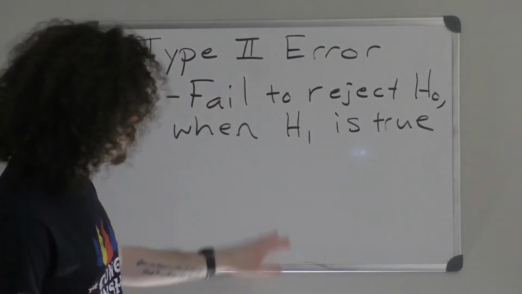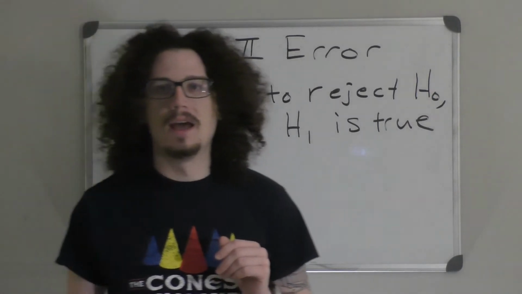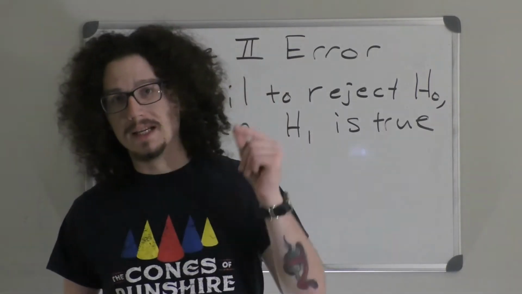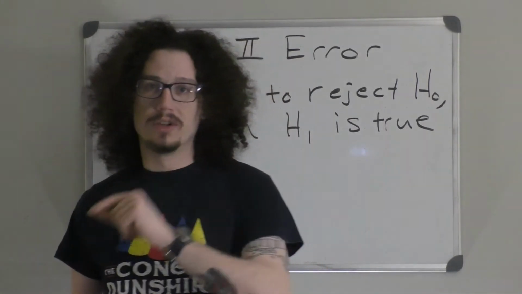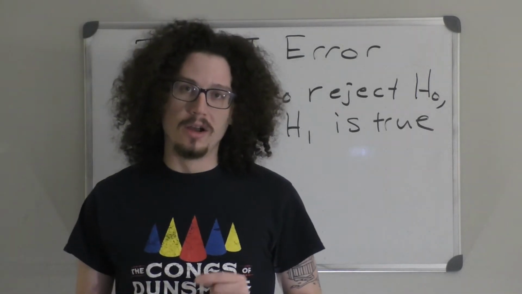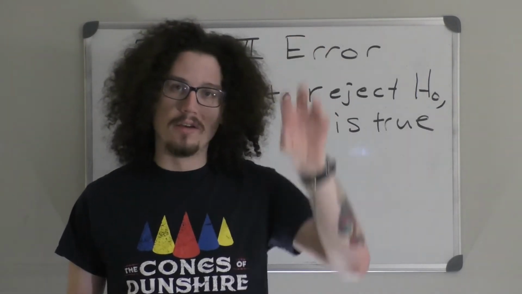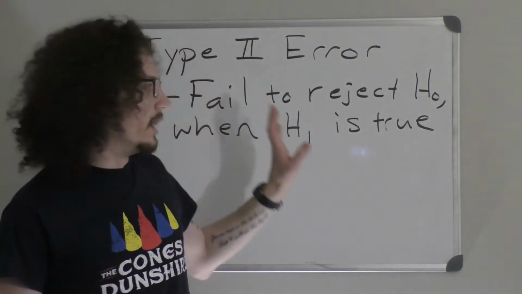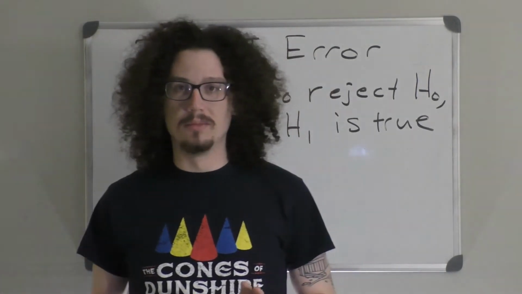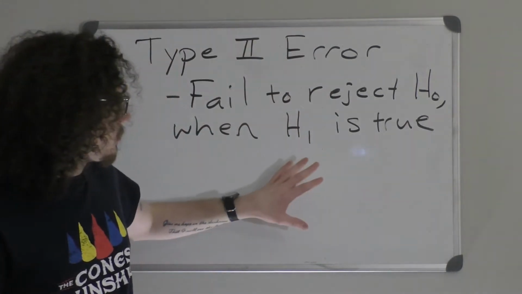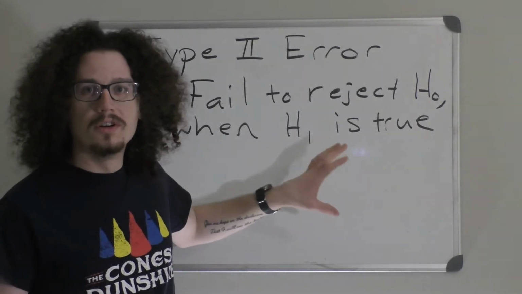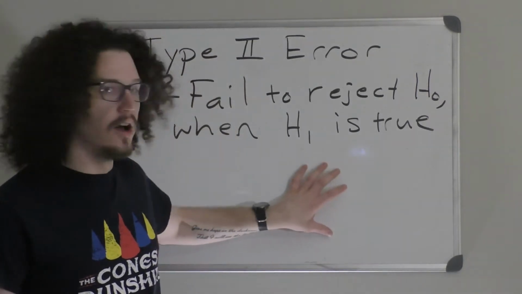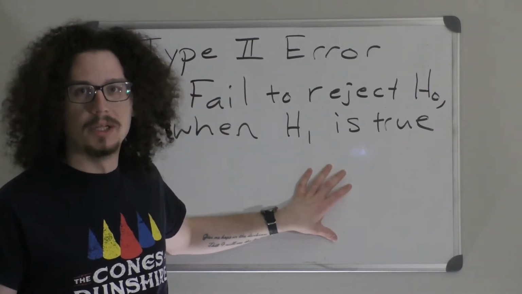All right, so just like in our judicial system, the probability of making a type 1 error is inversely related to the probability of making a type 2 error. As we decrease the probability of making a type 1 error, we increase the probability of making a type 2 error. Also, just like in our justice system, or at least the way it should be, we would prefer to minimize the risk of a type 1 error at the expense of increasing the probability of a type 2 error.